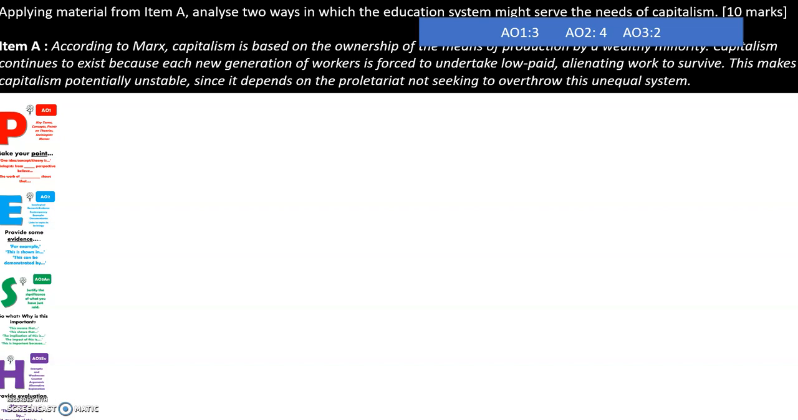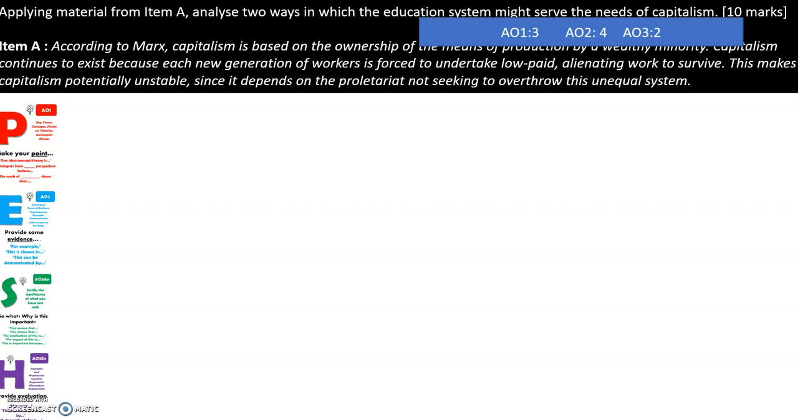What I would obviously do first of all is look through the item and try and identify quotes and keywords that I think are relevant, and therefore I think I can use them. So the quotes that I think are relevant for this is the bit where it's talking about new generation of workers, alienating, capitalism being unstable, depends on the proletariat not seeking to overthrow this unequal system.